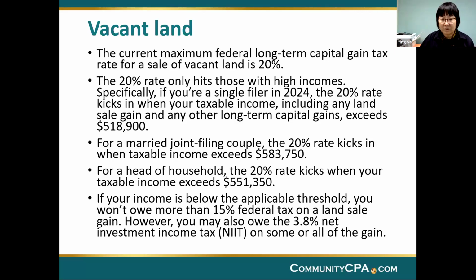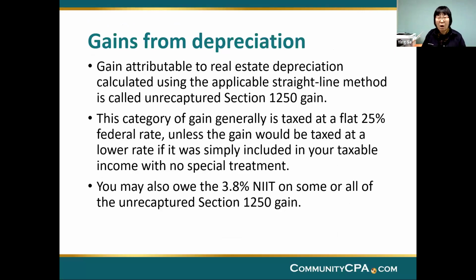All right. Now we are not talking about land. Now we are talking about the building, the rest of the building. So we talked about the land. Now we have this building, and gain attributable to real estate depreciation calculated using the applicable straight-line method is called unrecaptured Section 1250 gain. So there are two sets of numbers here. One set is 1250, the other one is 1245. So let's focus on 1250. Basically, 1250 is better than 1245, but it's not as good as a long-term capital gain because it has a rate of 25% at the federal level.